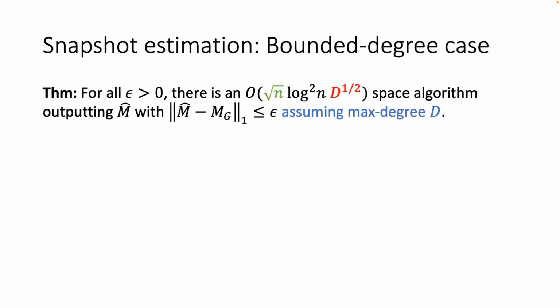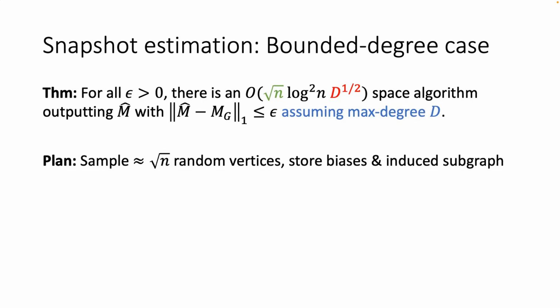Okay. So a slightly more complicated variant of this takes place when, instead of assuming that the graph is randomly ordered, I assume that every vertex in the graph has bounded degree by some constant. Or in other words, every vertex is only touched by a constant number of edges. Again, there's a classical algorithm that we really want to implement as a streaming algorithm. And the classical algorithm here is to sample roughly square root n random vertices, and then store the induced subgraph on the vertices and look at the biases of those vertices.